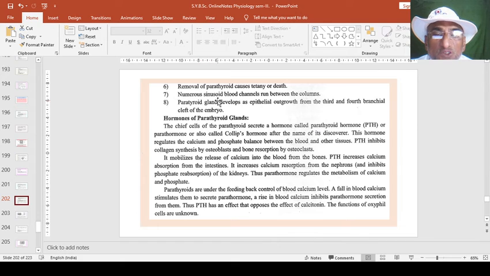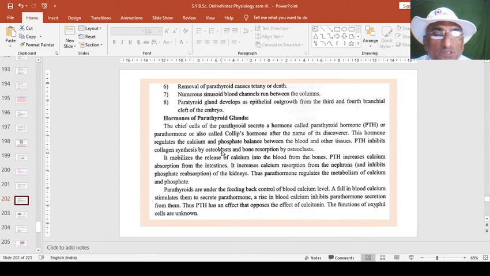Numerous sinusoid blood channels run between the columns. Then the parathyroid gland develops as an epithelial outgrowth from the 3rd and 4th branchial cleft of the embryo. So this is about the parathyroid gland and its working.